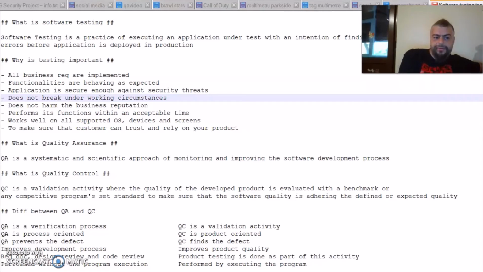Performs its functions within an acceptable time. Well, time is a factor. So if, let's say, a web page is going to start, but it's going to start with great latency, that is not a good thing. All right. The times need to be reduced to an acceptable level.